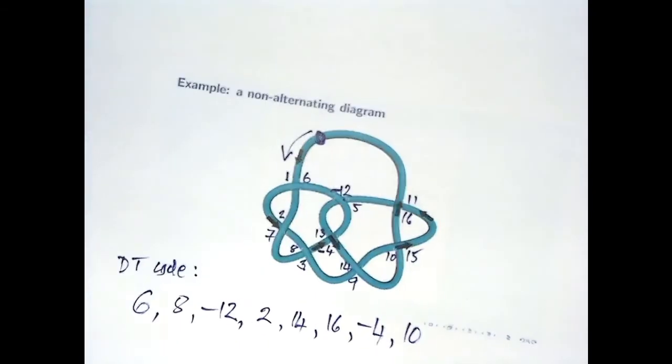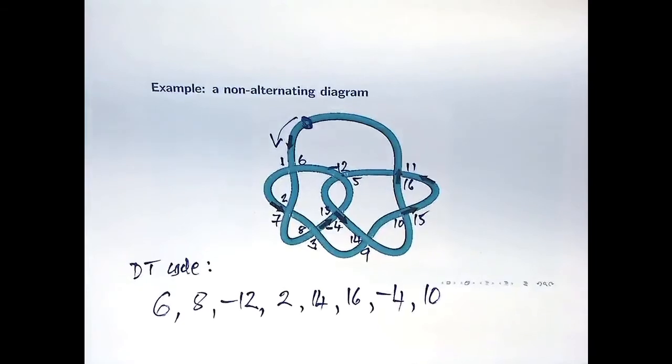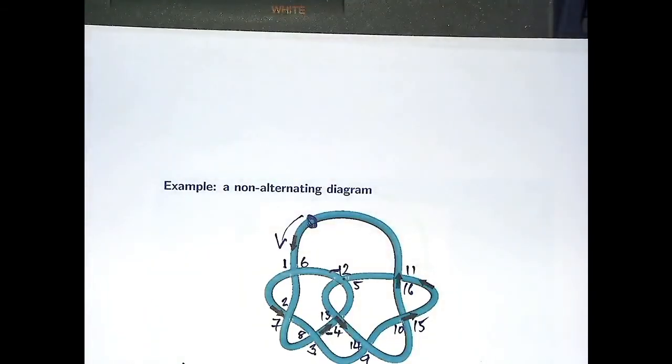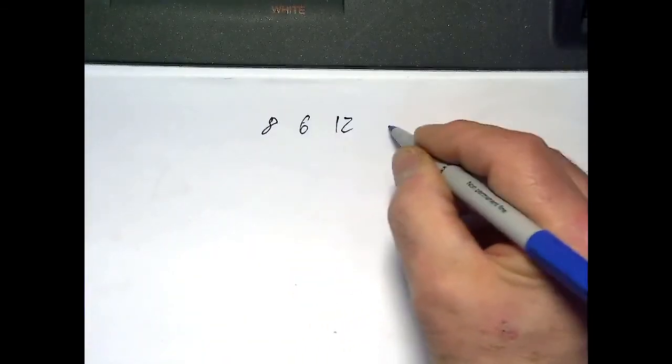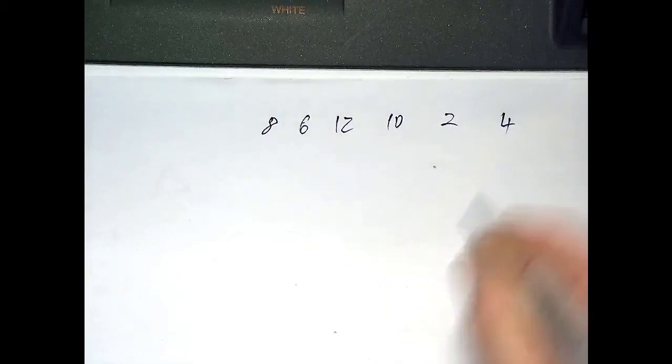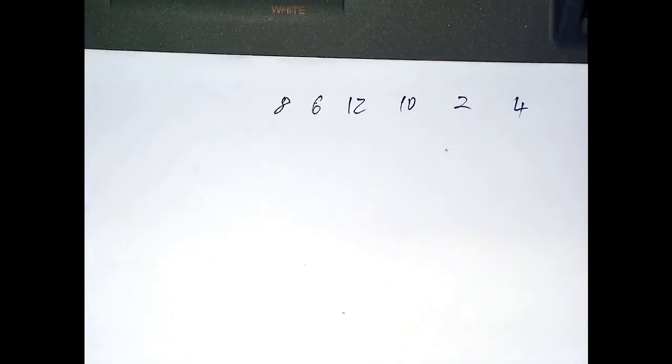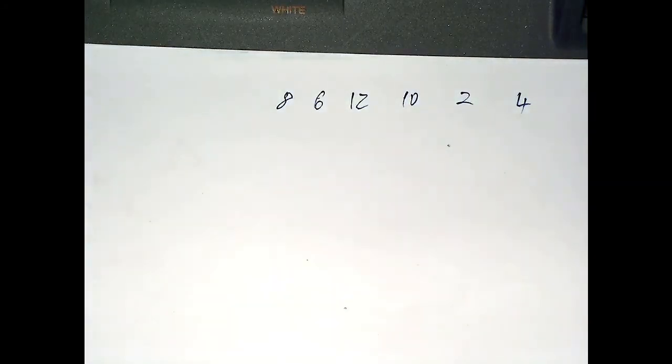Okay, I wanted to do one final example of reconstructing. Here's a knot with 6 crossings with DT code 6, 8, 6, 12, 10, 2, 4. And this is obviously more complicated, let me see if I can reconstruct this.